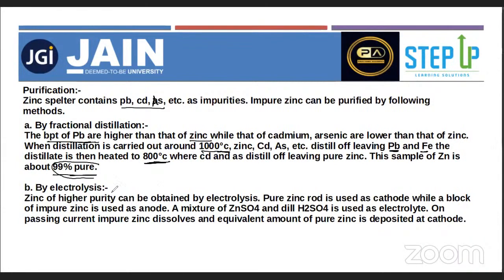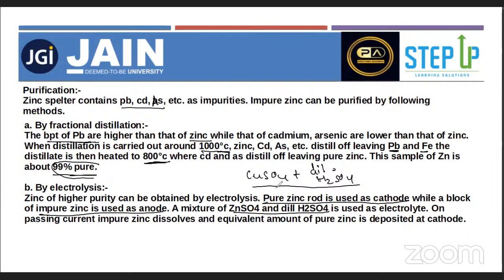Electrolysis uses electricity. What you'll use here is a pure zinc rod as the cathode, just as pure copper is used as the cathode for copper. The pure metal is always at the cathode, while a block of impure zinc is at the anode, in a mixture of ZnSO4 with dilute H2SO4. For copper, the mixture was CuSO4 plus dilute H2SO4. What is common here is that normally in electrolysis, they use an electrolyte that is a salt of the same metal we are trying to extract.